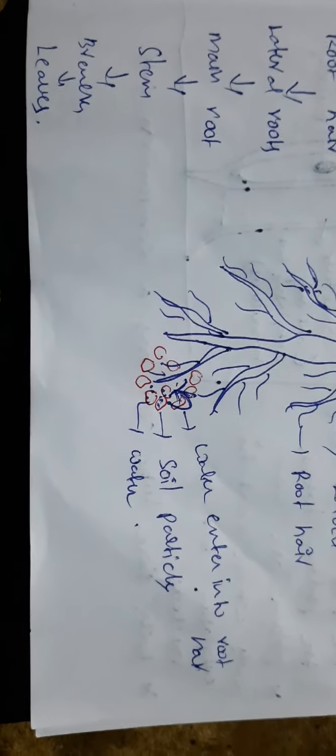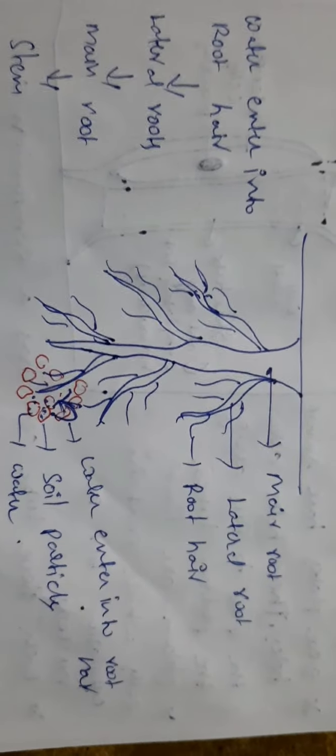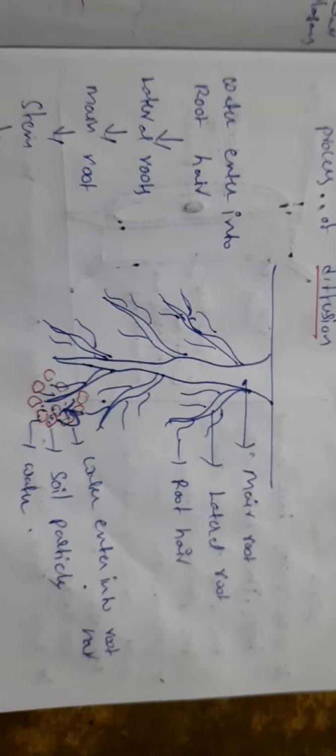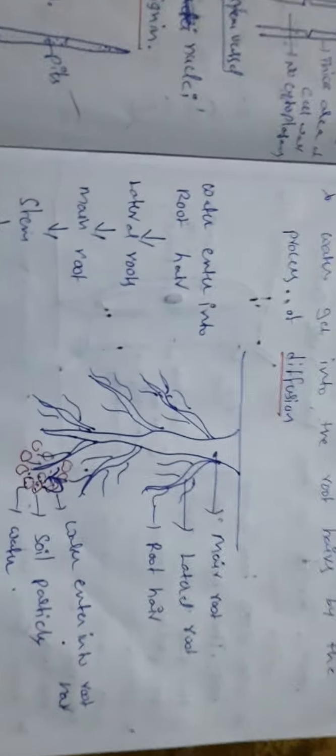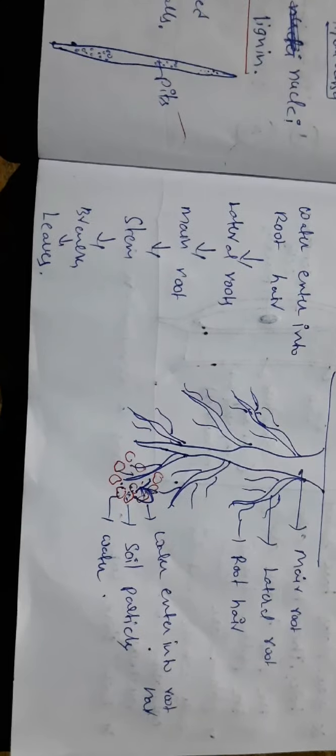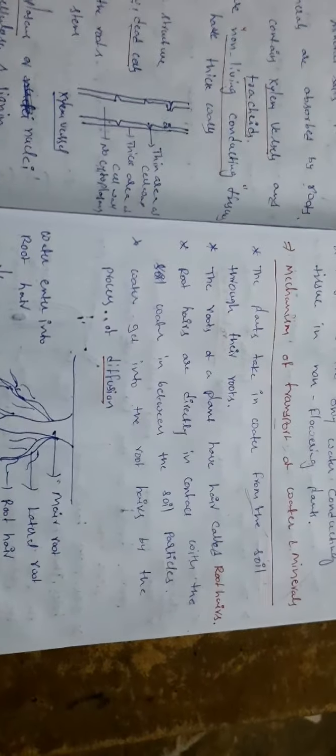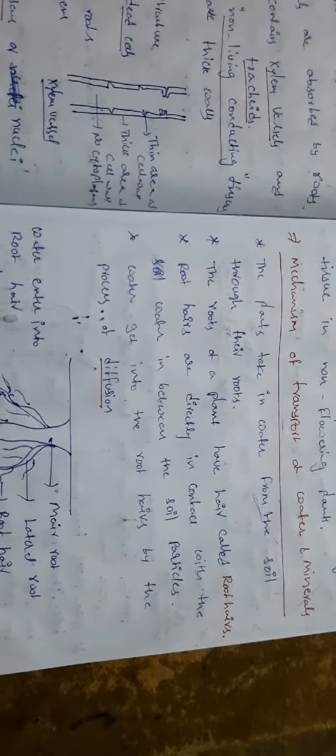See here, the root hairs contact the soil particles and water. That's why the water first enters the root hairs, then goes to the lateral roots, from the lateral roots to the main root, to the stem, from the stem to the branches, and from the branches to the leaves. Water gets into the root hairs by the process of diffusion. See, how does the water transport? The water enters the root hair, then the lateral roots, the main root, the stem, the branches, and the leaves. So this is the mechanism of transport of water and minerals in the roots.